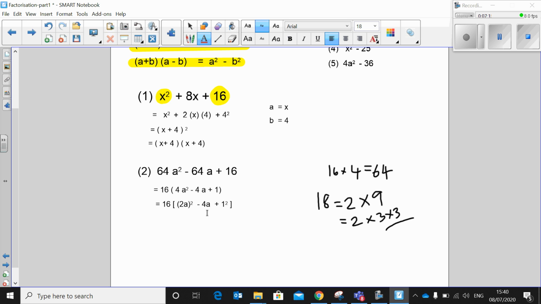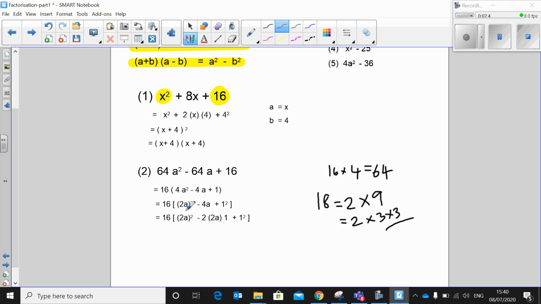Only one thing we need to check, whether this 4a is in the form of 2ab or not. So let us check that also. What is a here? 2 times a is 2a, b is 1. Check it: 2 twos are 4, 4 ones are 4, then a, 4a. So this is in the form of a square. Look at this very carefully. This is a square minus 2ab plus b square, correct?